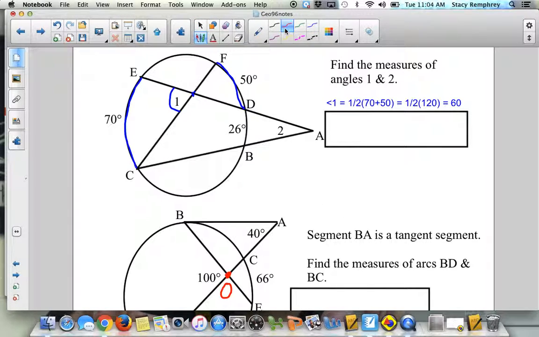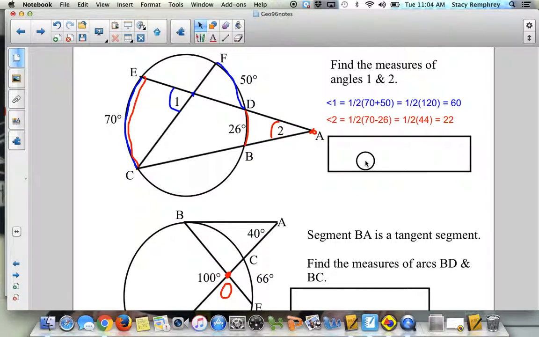Now I'll go to angle 2. Angle 2, I look at the vertex, it's outside the circle. Okay, here's the vertex. So it's equal to half the difference of the intercepted arcs. These secants are intercepting arc BD here and this arc EC here. So to find angle 2, I'm going to take half the difference of the intercepted arcs.